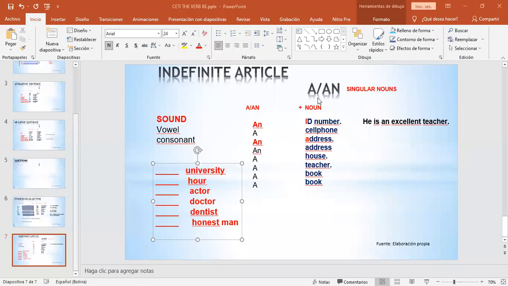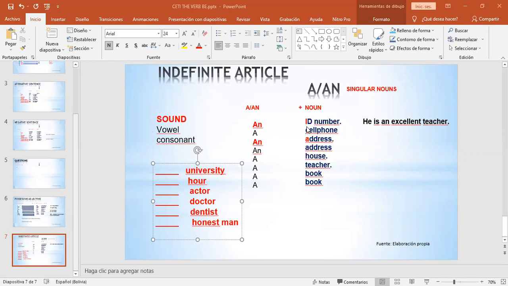So we are talking about "an". These words belong to the indefinite article group. And when do we use an? For singular nouns. Example, singular nouns: ID number, cell phone, address, house, teacher, book. Singular, right? And in order to use an, we have to focus on the sound.